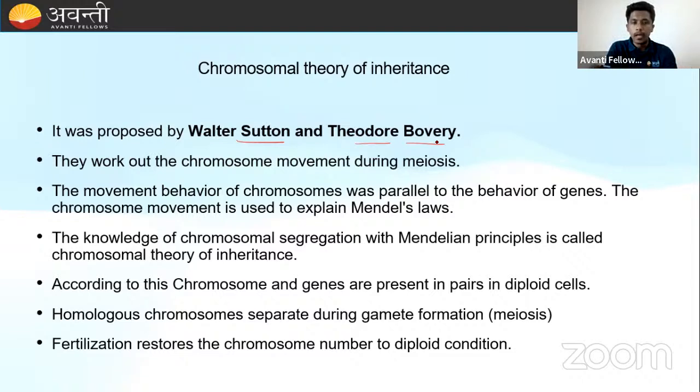So we know that the chromosomes and genes are all present in pairs when it comes to diploid cells. And we know that homologous chromosomes are the ones that separate during gamete formation. Now you already know what is homologous. That is 1, 1, 2, 2, 3, 3. So this 1, 1 will separate out during gametogenesis. This one will go to one gamete and this one will go to the other gamete. That's how it happens. When fertilization happens, the haploid gametes will come and fuse, and again diploidy is restored in the zygote, right?